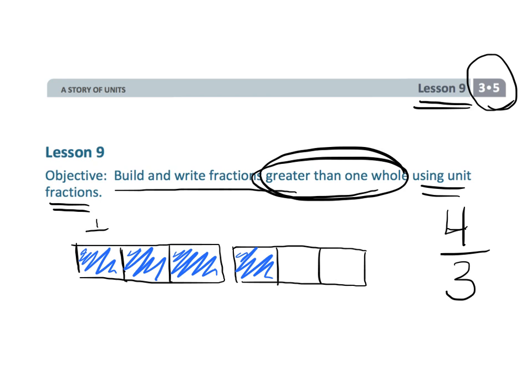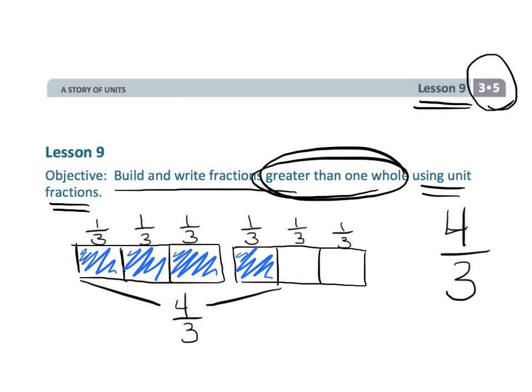Now, how did I get that? Well, this is a third, this is a third, this is a third, and this is a third. Now, I left these extra 2/3 over here. I did not eat those, but all together, I ate 4 thirds.